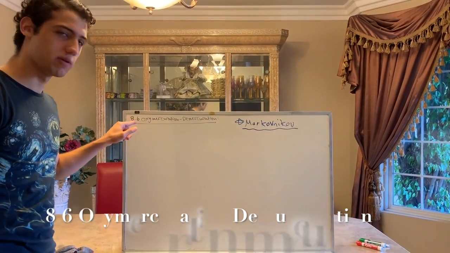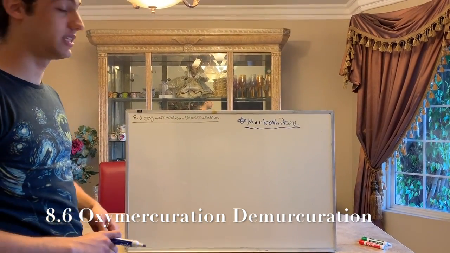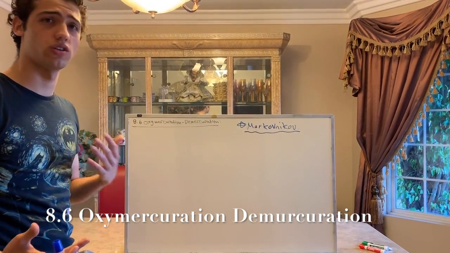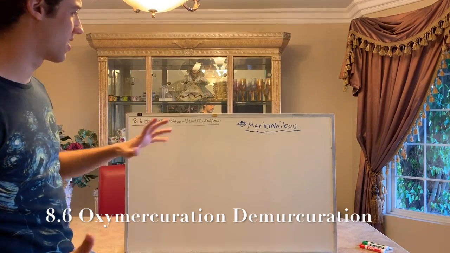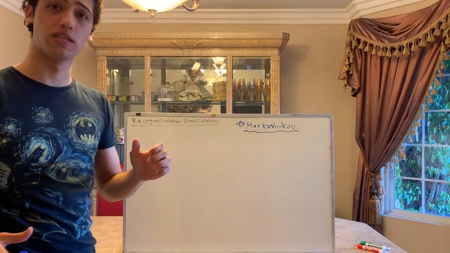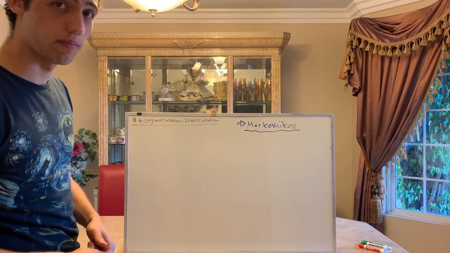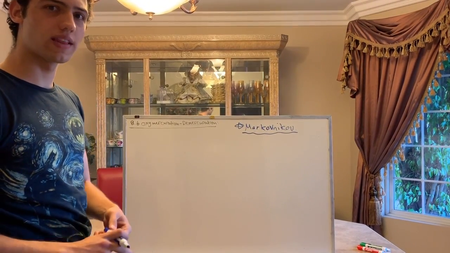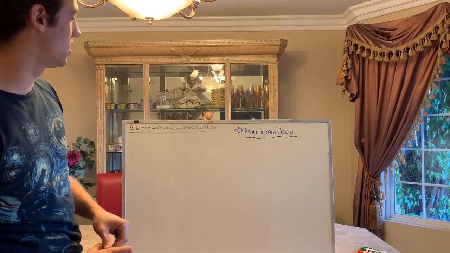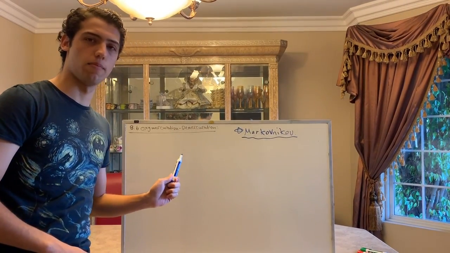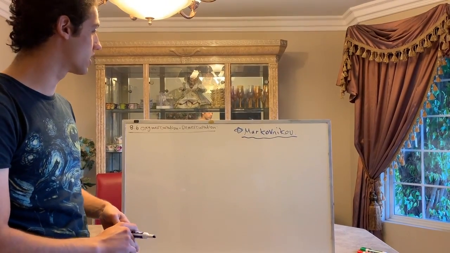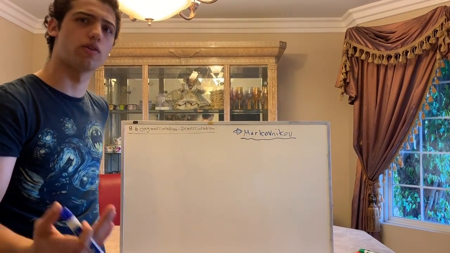Hi. Chapter 8.6, oxymercuration and demercuration. So what does oxymercuration mean? I'm adding oxygen with mercury, and I'm going to demercurize it again. That means I'm going to extract that mercury again from the solution, leaving me only with the alcohol group. Why is this beneficial? This is beneficial because if I use this technique in lab of adding an alcohol group to my alkene, it wouldn't do a carbon rearrangement.